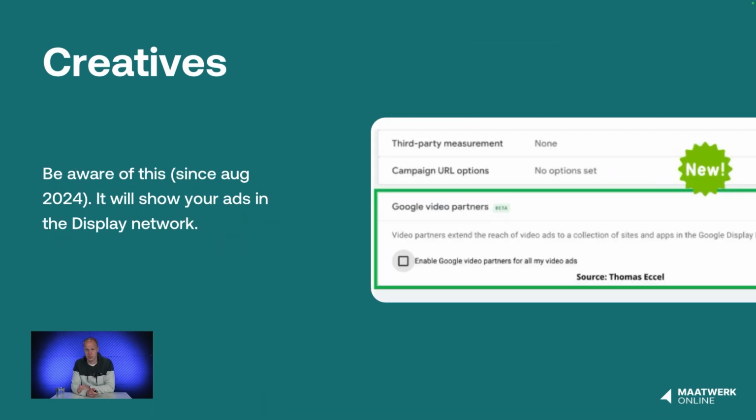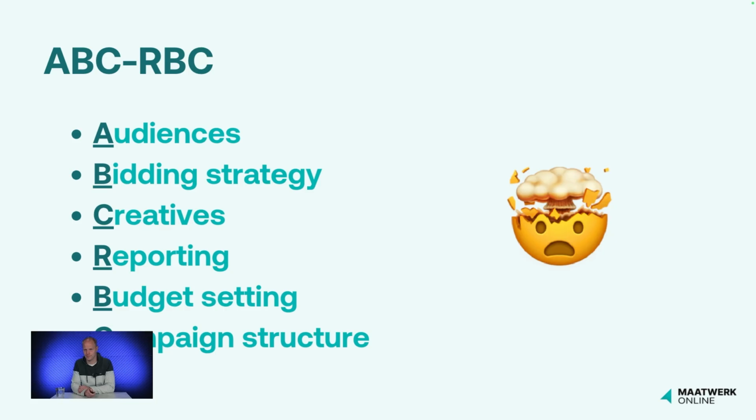This is an update that Google released in August 2024. This is regarding the display network. You now have the possibility to checkmark the Google Video Partners, which will enable Google Video Partners for all your video ads. It's a fancy name, but it basically means it will show your ads in the display network. And to be honest, if you're like me and you have some experience with display campaigns, you probably don't want to use the display network. It's most of the time low quality websites that your ads are being placed on, which means low quality traffic and no leads or bad leads, for example. So be aware of that.